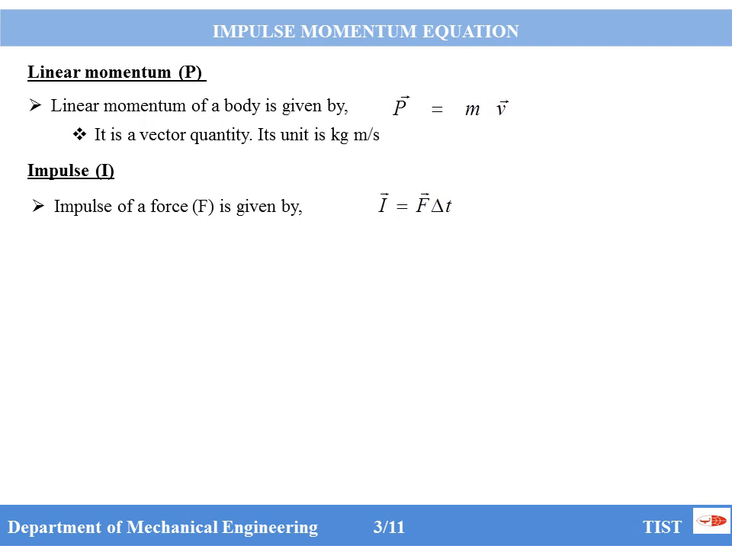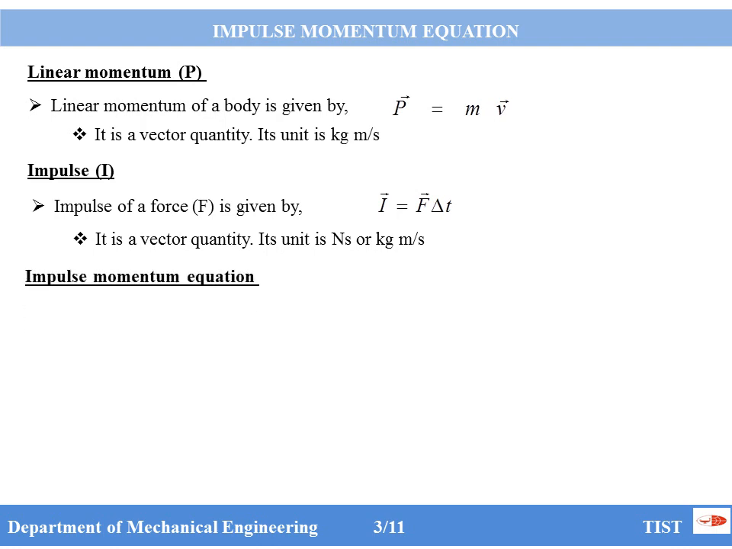Impulse is represented by I. It is again a vector quantity. Its unit, from the equation, is Newton second or kilogram meter per second. Impulse has the same unit as linear momentum. How this is coming I will discuss after discussing the impulse momentum equation.